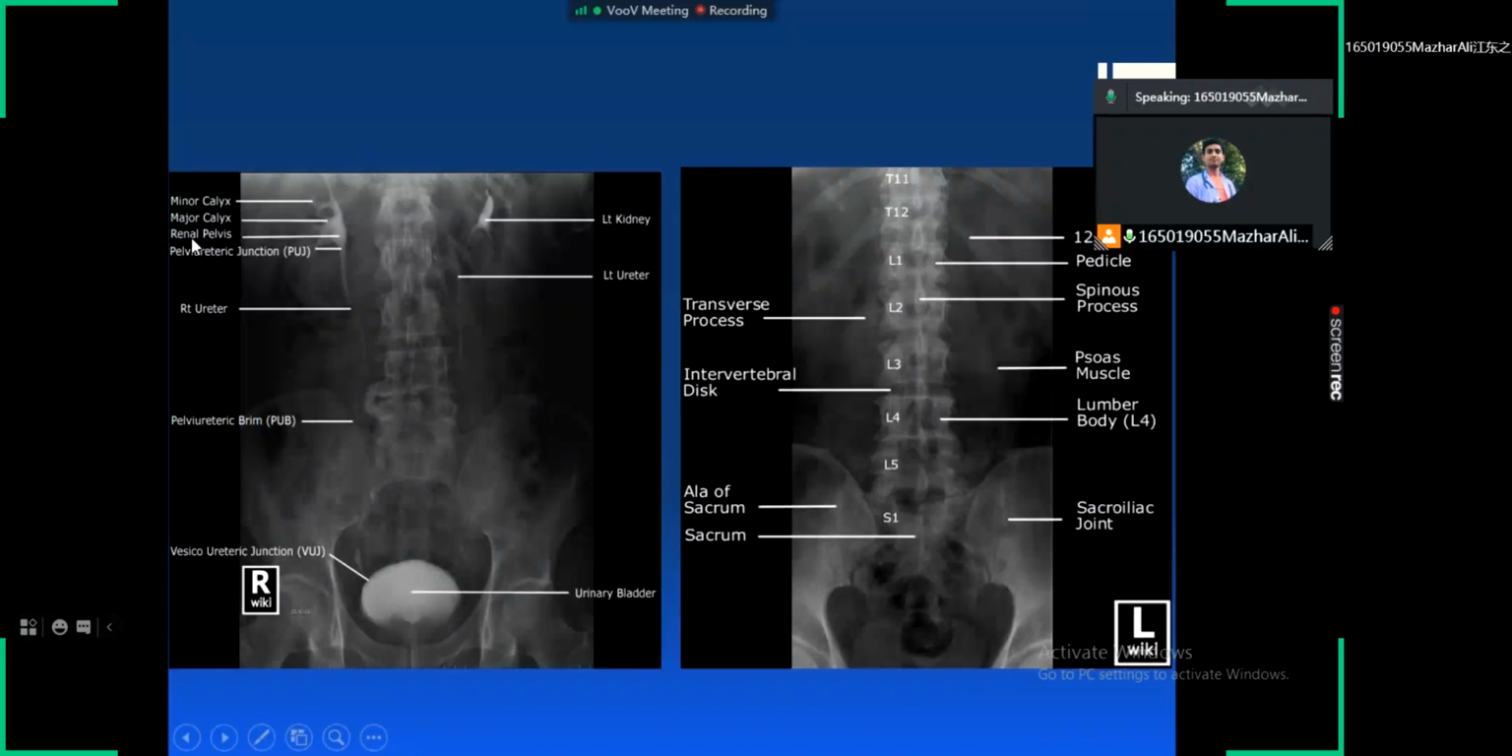This is the minor calyx, major calyx, renal pelvis, pelvic ureteric junction, right ureter, and bladder. So the urinary bladder. Maybe the stone is here, so the dye will not pass down, but here somehow the dye will pass. So this is the thing. Both of these are the anterior view, and this is the posterior view, in which you can appreciate the picture.